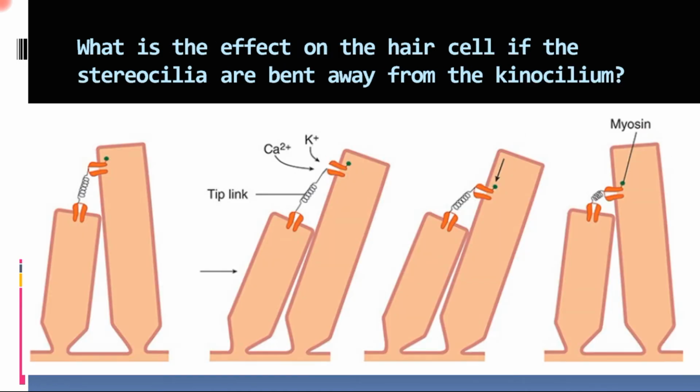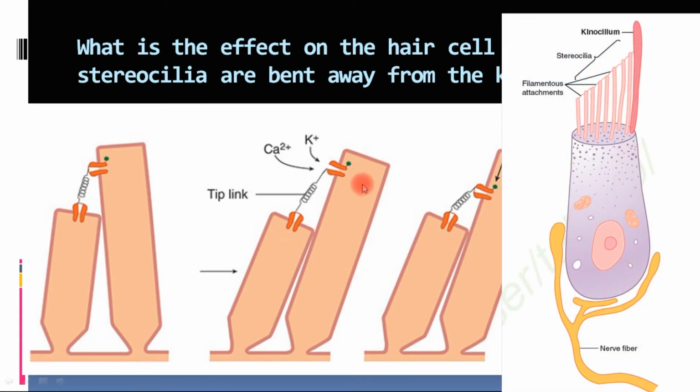The second question here is, what is the effect on the hair cell if the stereocilia are bent away from the kinocilium? As you know, the largest cilia present in the hair cell is called the kinocilium, and then there are stereocilia in increasing order, from smaller to larger.